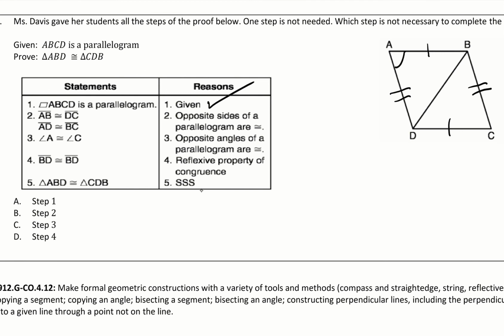Angle A is congruent to angle C. Okay, I don't know if we need that yet. BD is congruent to BD because of the reflexive property. And so those two triangles must be congruent by SSS. So there you go. They're congruent. And therefore, that means we don't really need these angles, do we? We only need SSS. And so that's the step that we do not need. So the answer is step 3.